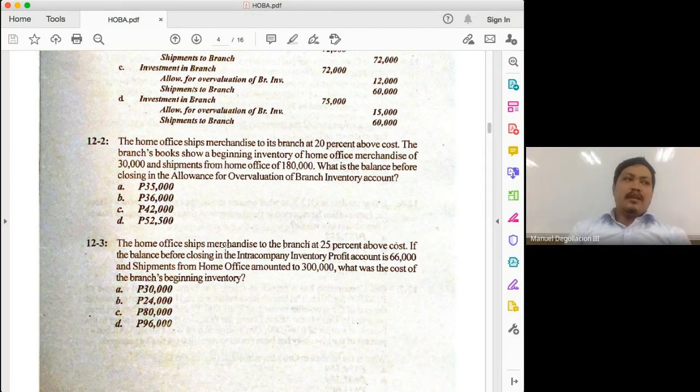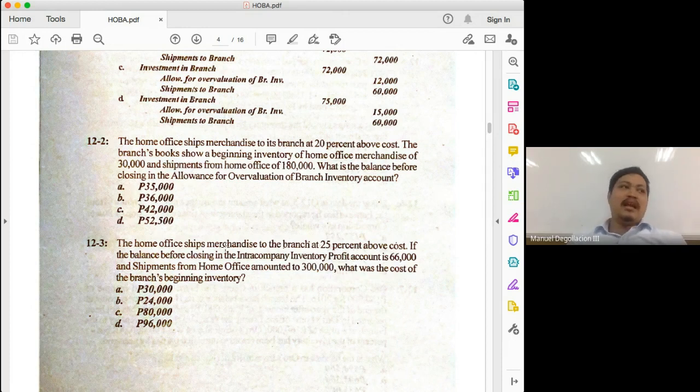We can immediately answer this one, class, but I want us to understand first what comes in and what comes out of your allowance account. When does the allowance account increase, class? It increases every time there are shipments made by the home office that are billed above cost. Anytime the home office makes a shipment with a corresponding markup, the amount of markup will be added to your allowance account. So those would be the increases to your allowance account.